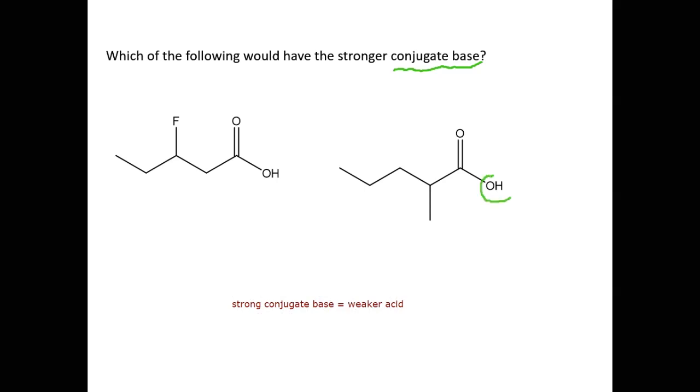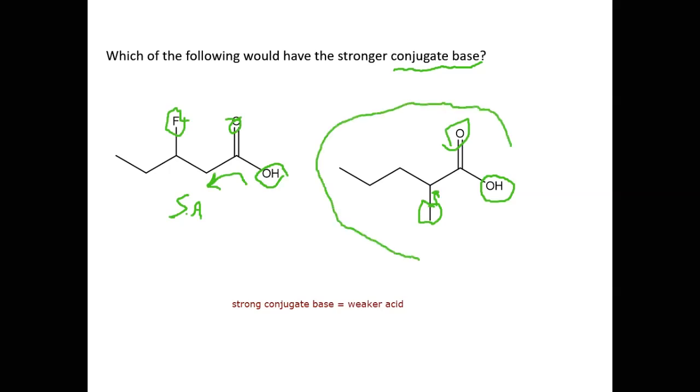So again, they both have the acidic proton attached to the oxygen. We both have resonance, so no change there. This one has a methyl group. This one has a fluoro group. Because the fluorine is more electron withdrawing, it's going to remove more electron density away from the reaction center, whereas the methyl group is not going to do much, maybe even pump a little bit of electron density back into the reaction center. So this is the stronger acid. So then this would be the stronger conjugate base.